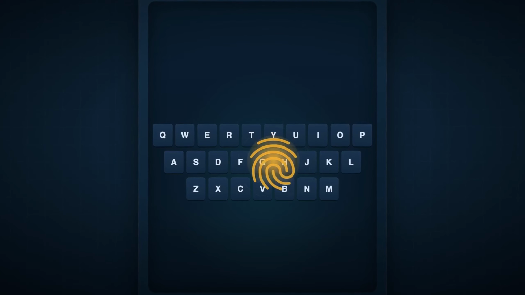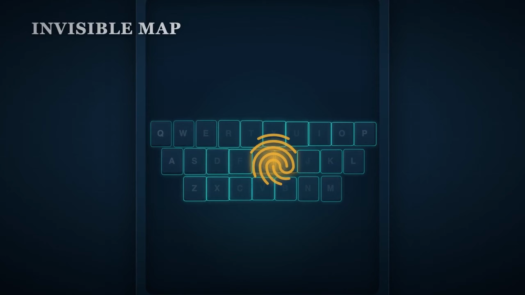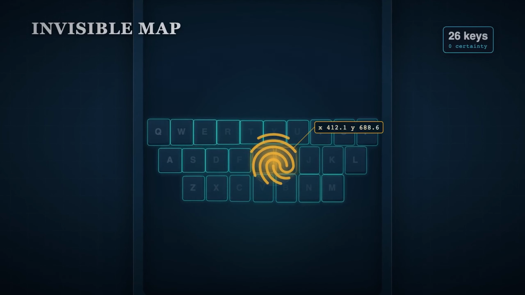Everyone thinks you tap letters, but the glass proves you tap pixels, and a hidden target map decides which of 26 keys each tap becomes. Your fingertip lands on coordinates. The phone has to guess what you meant.